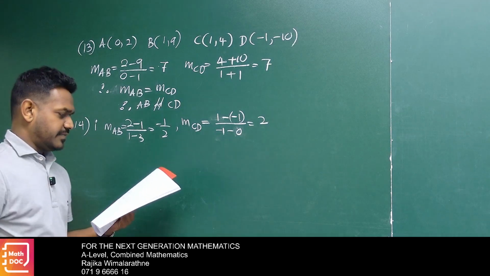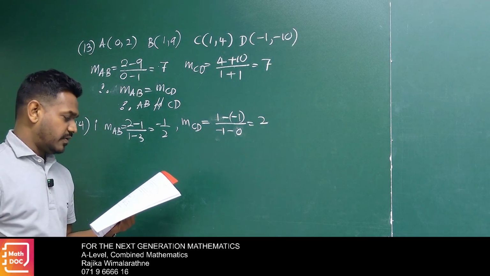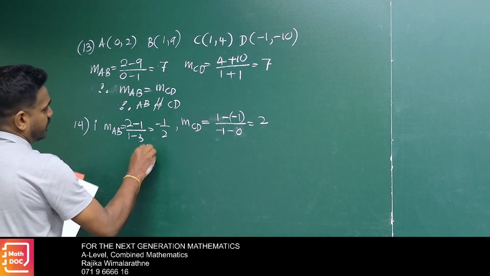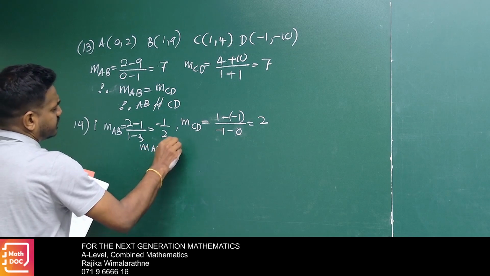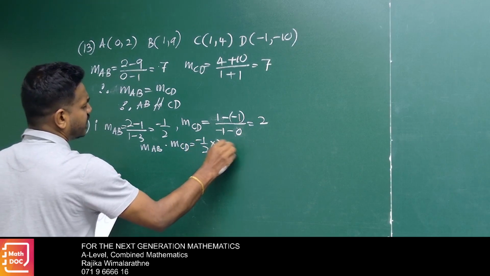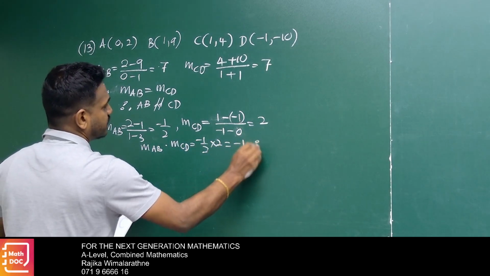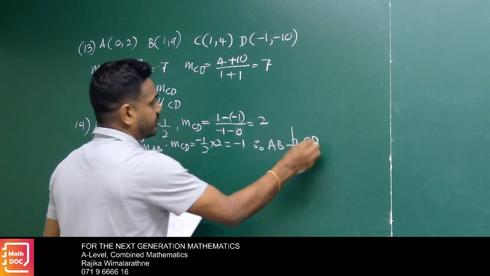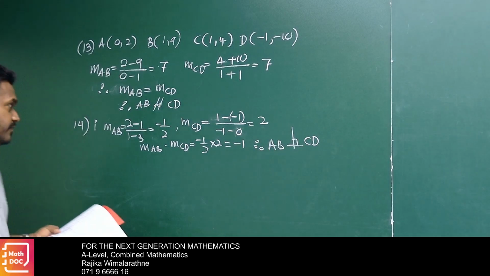State whether the sides AB and CD are parallel or perpendicular. Now here, MAB times MCD is minus half times 2, which gives -1. Therefore we say perpendicular. AB is perpendicular to CD. So on we can do.